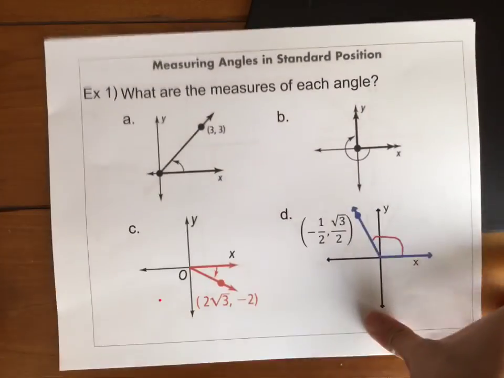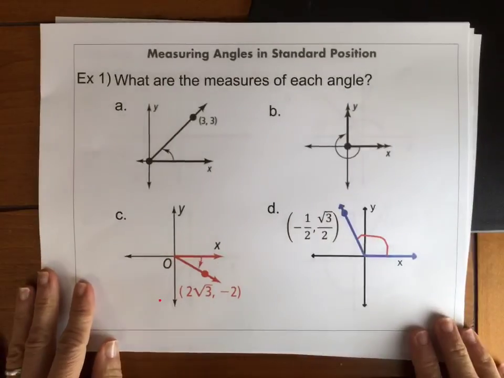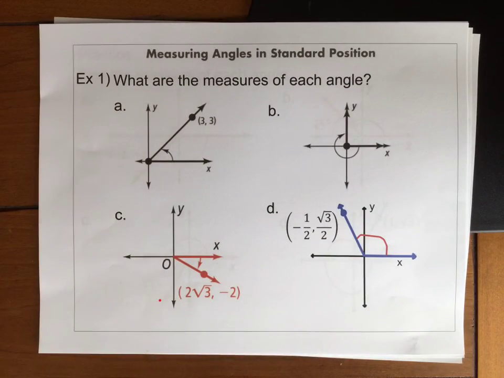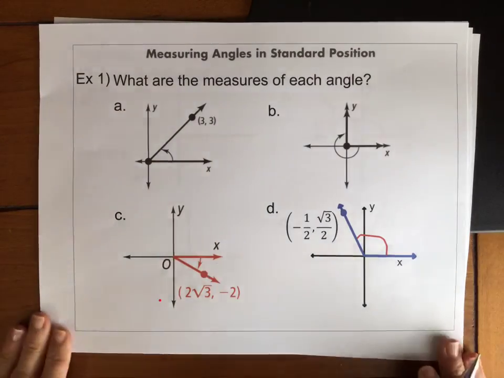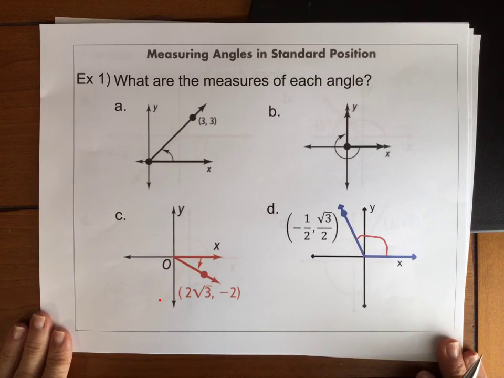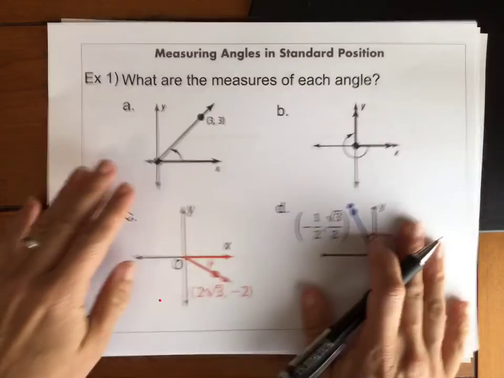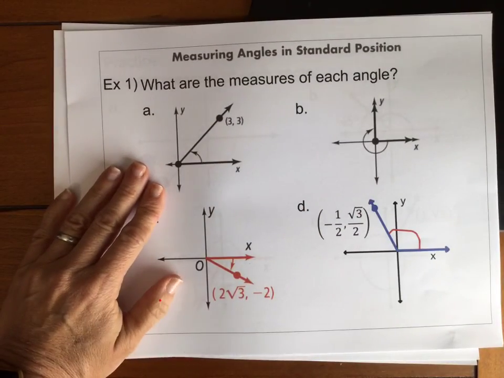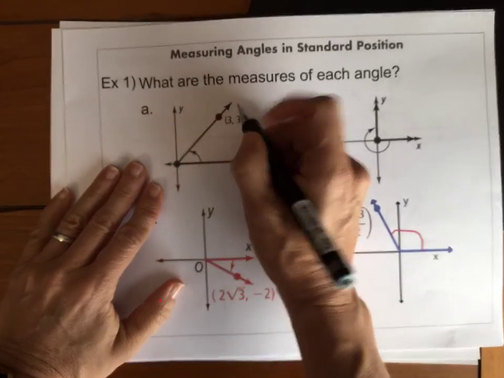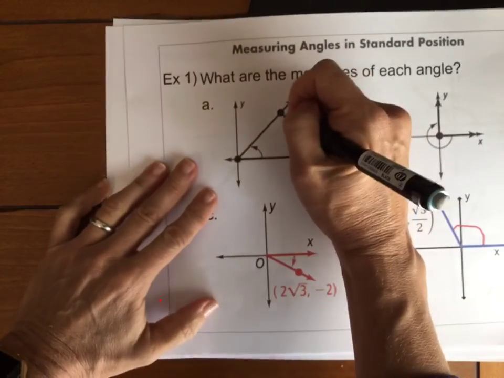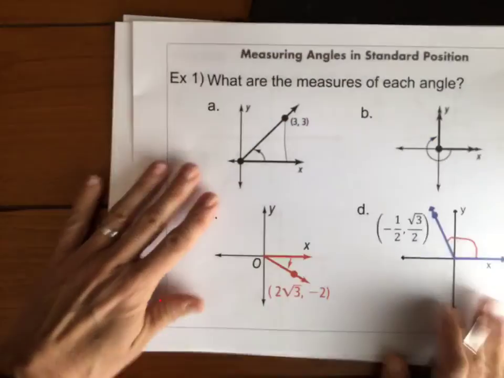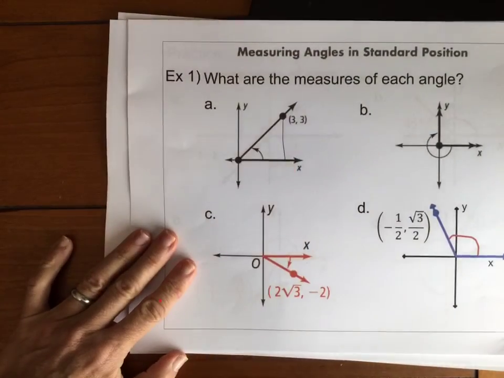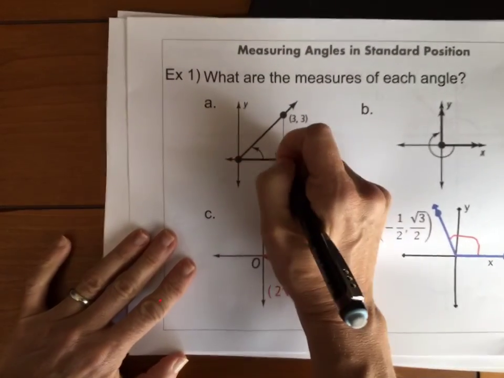All right. So we're going to use that initial side and the terminal side to figure out what are the measures of each angle. And so starting with A, you can see that this point is 3, 3 on this hypotenuse. What you want to do for this is draw a triangle. So you're going to draw your line down from your terminal side.